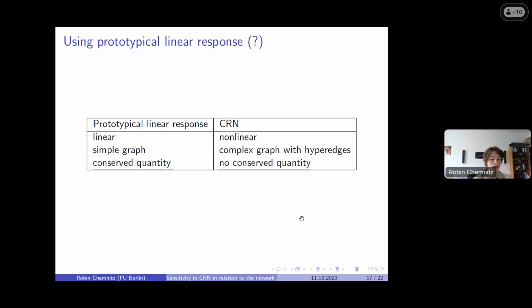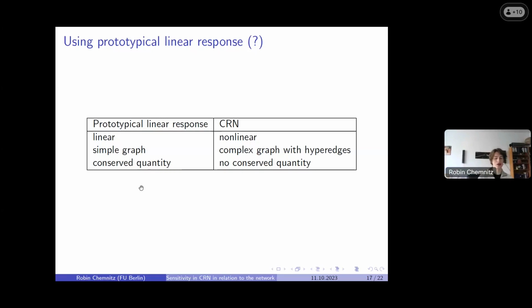On the one hand, the prototypical linear response, as the name says, is linear, while the chemical reaction network is by itself, as a reaction rate dynamic, nonlinear. Then in the prototypical linear response, we had a simple graph structure. All the edges were just directed edges from a U to a V. In chemical reaction networks, we have a complex graph structure. We have hyperedges. So, for example, a reaction from A and B to C is one complex edge. So we don't have a very simple graph structure.